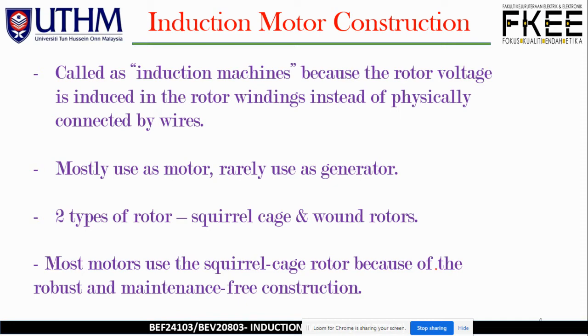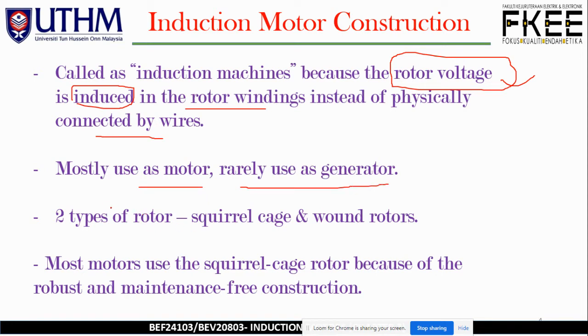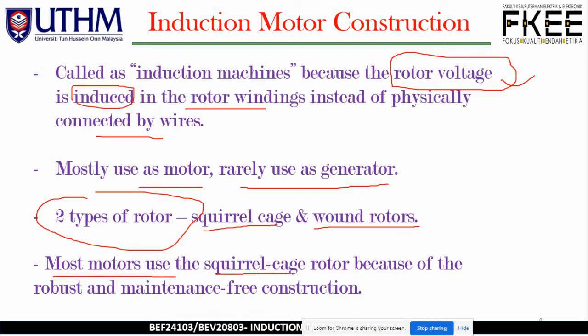So it is called an induction machine because the rotor voltage is induced. Okay, this is the keyword, in the rotor winding instead of physically connected by wire. So this rotor voltage is actually producing a rotor current, also a rotor magnetic field. So since there is no DC field current required to run the motor, okay, it is mostly used as a motor instead of a generator. And basically there are two types of rotor, namely the squirrel cage and the wound rotors. However, most motor designs use squirrel cage, because of the robustness and also the maintenance-free construction.